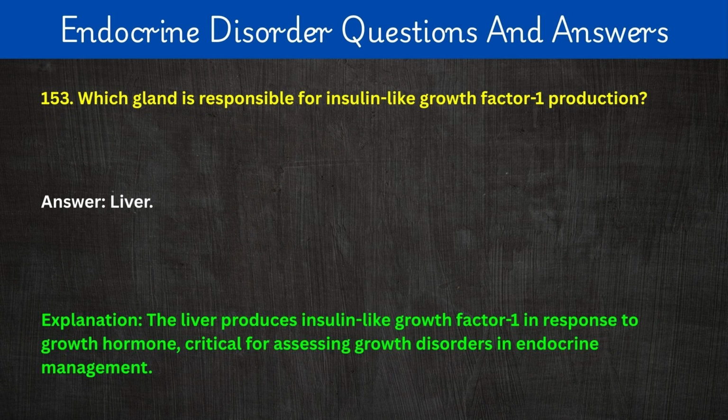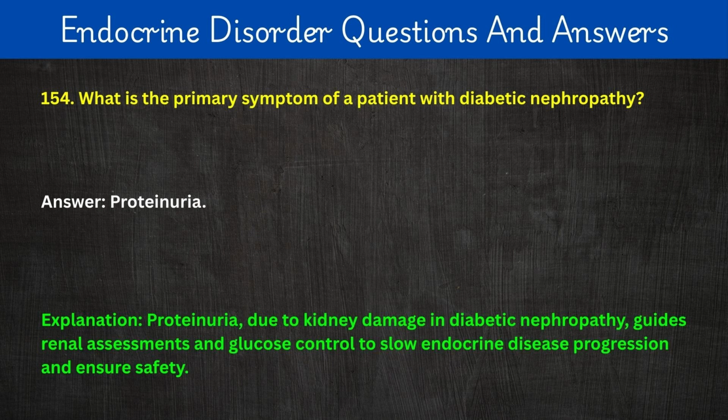153. Which gland is responsible for insulin-like growth factor 1 production? Answer: liver. Explanation: the liver produces insulin-like growth factor 1 in response to growth hormone, critical for assessing growth disorders and endocrine management.